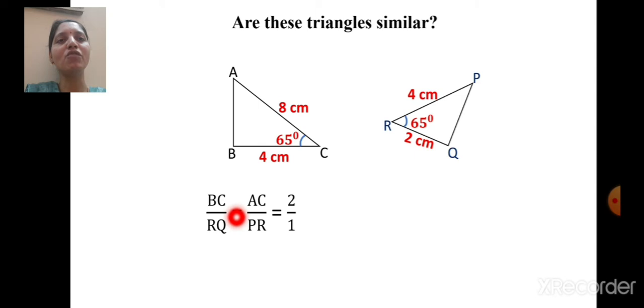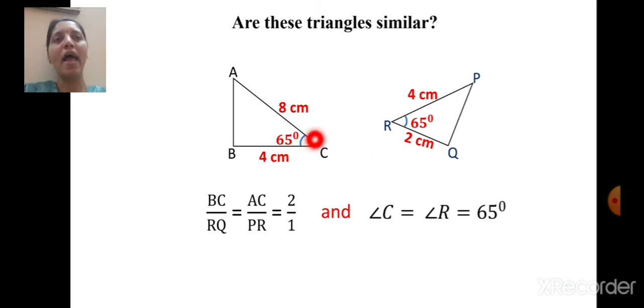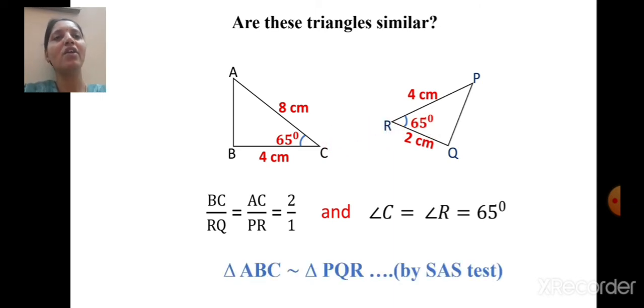That means we have two corresponding sides in the same proportion. And angle C is congruent to angle R, that is equal to 65 degrees. So we have here two corresponding sides in the same proportion and the corresponding angle included between these two sides is congruent. So we can say here triangle ABC is similar to triangle PQR by the side angle side test. Okay. I hope everyone is getting this.